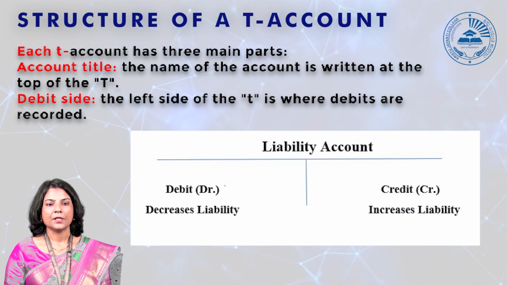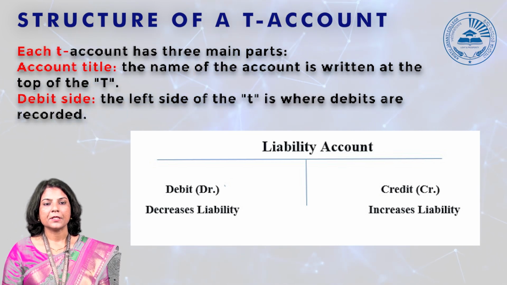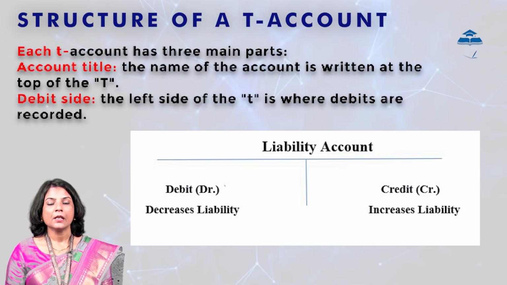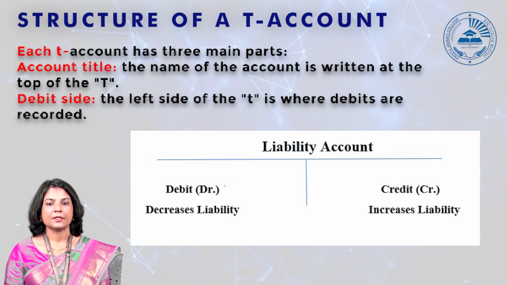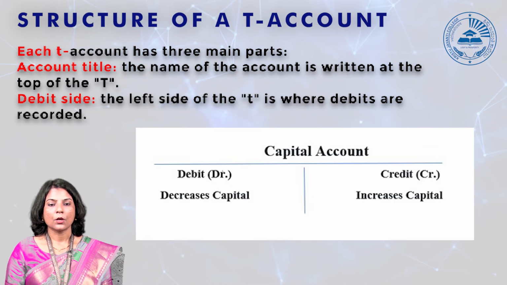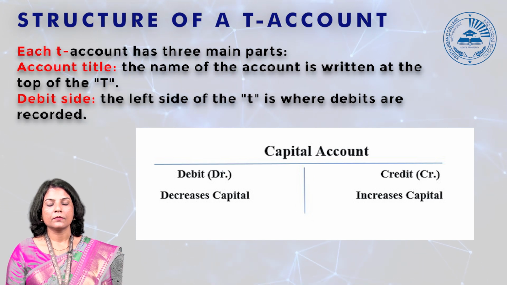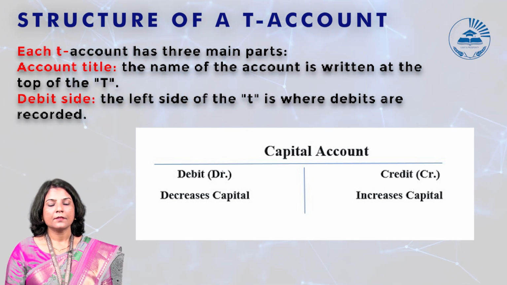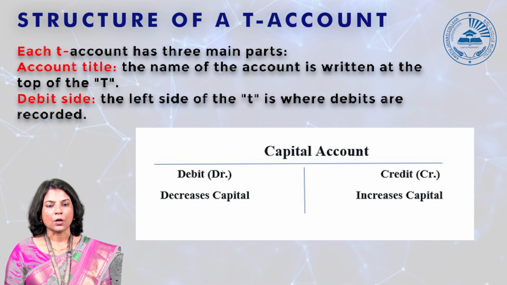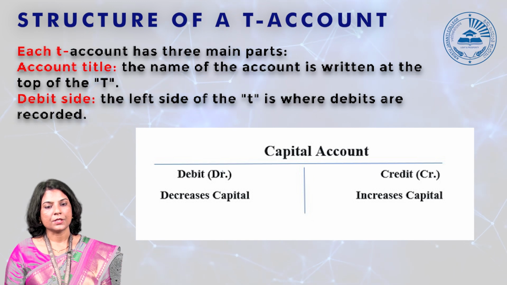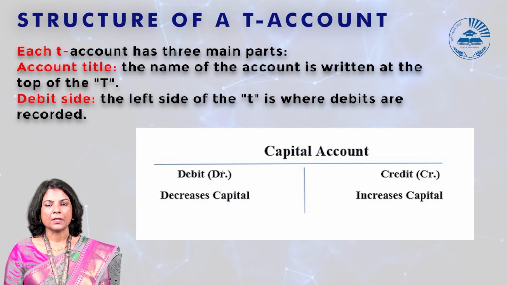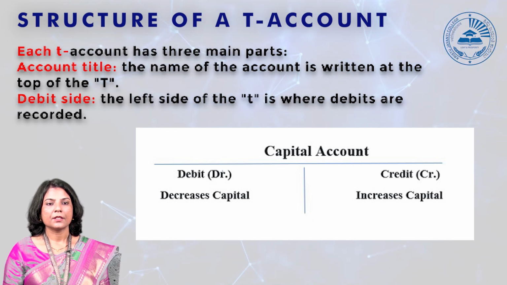For example, take a liability. Whenever there is a decrease in the liability, it will be recorded on the debit side. When there is an increase in the liability, it will be recorded on the credit side, that is the right hand side of the T account. For example, the capital account. Again, the name of the account, the capital account, is written at the top of the T account. Left hand side debit, right hand side credit. When there is a decrease in capital, it will be recorded on the left hand side, which is debited, decreasing capital. Credit will be used whenever there is an increase in the capital account. So these are the transactions.